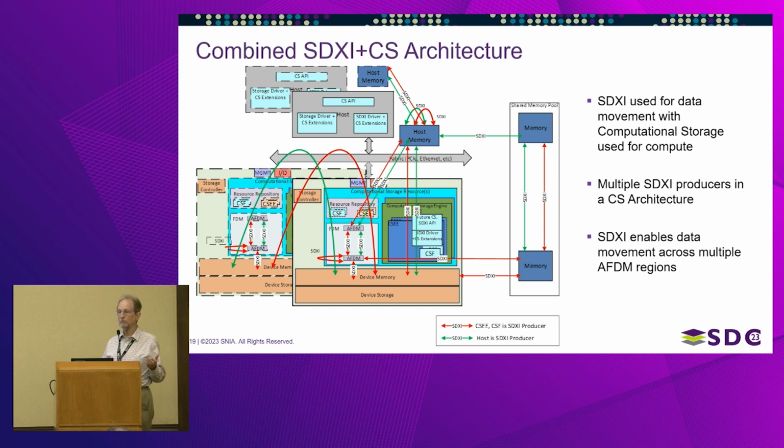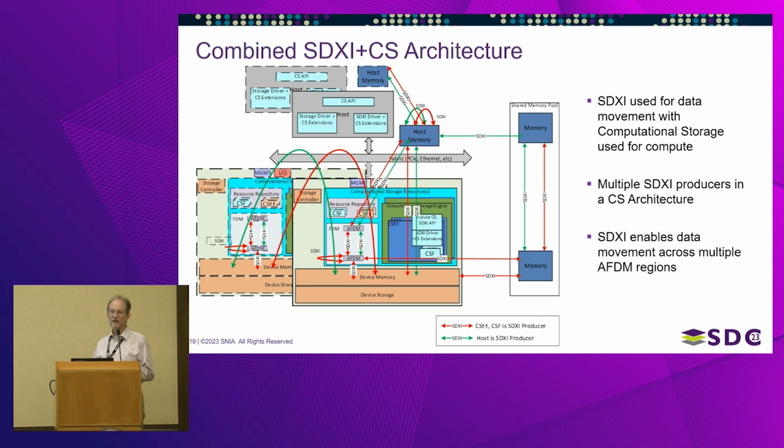Now, why is all of this important with computational storage? The reason this is important with computational storage is that there is a need to be moving data, and a lot of that data may be moving from memory to memory, whether it's from host memory to the device memory, whether it is peer-to-peer memory movement, or whether it is memory movement even within an individual device. So what we're talking about, and this is some active discussions going on, is to use SDXI for data movement with computational storage used for compute.